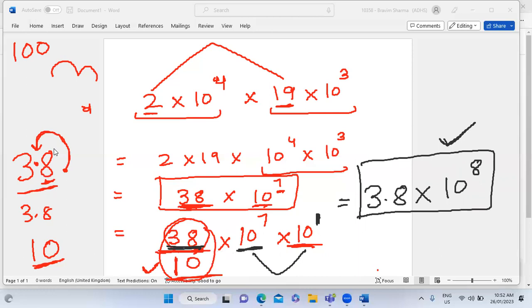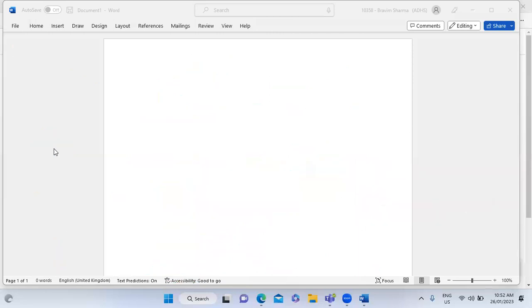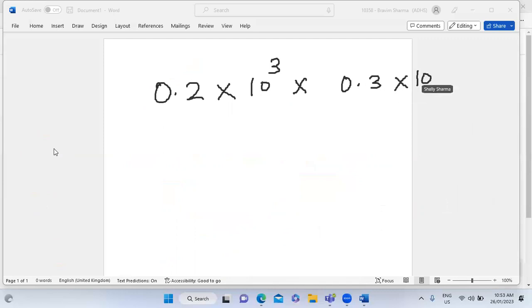And if your number is smaller, then you have to multiply by. Okay, let's take one more example. For example, I have 0.2 times 10 to the power of 3 multiply by, we can take a smaller number again, so 0.3 times 10 to the power of 4.